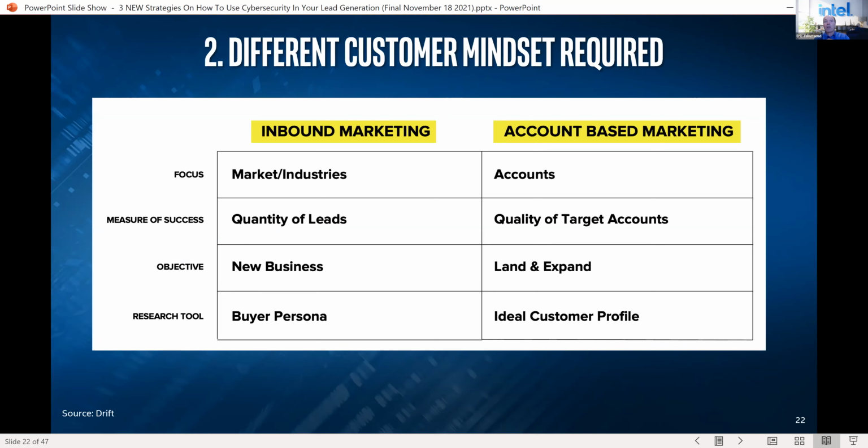When you're saying inbound marketing, that's new business. Account-based is saying land and expand. How do I get to that customer and then expand that business? And once again, account-based marketing is more about, we said, security and cyber insurance, cyber protection, all these ones.